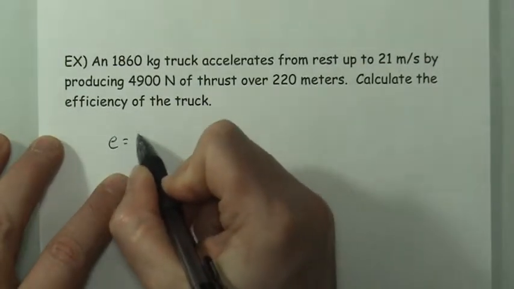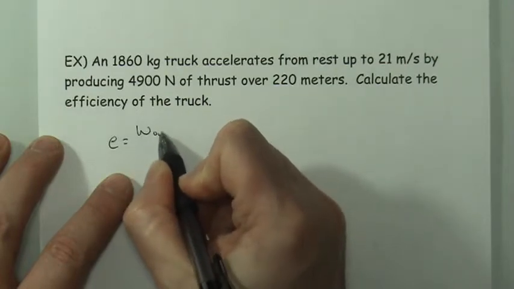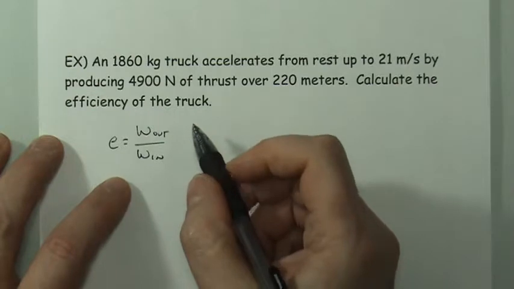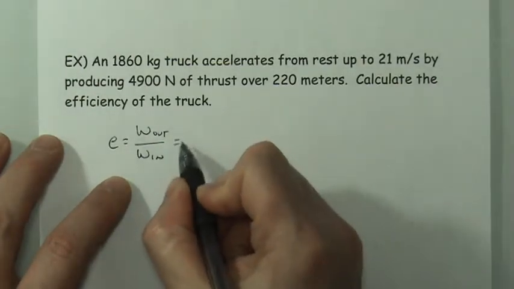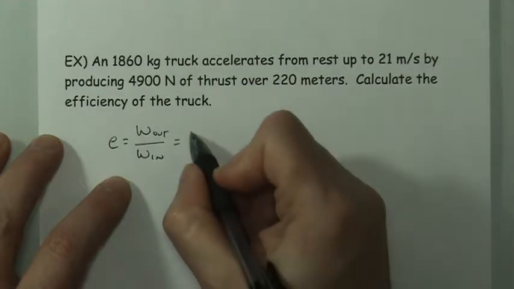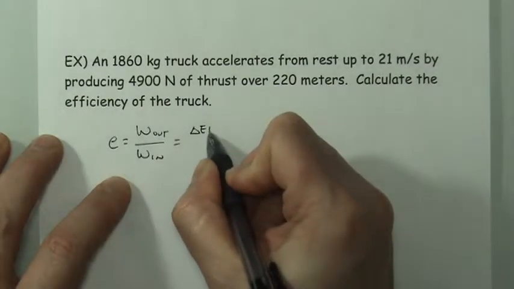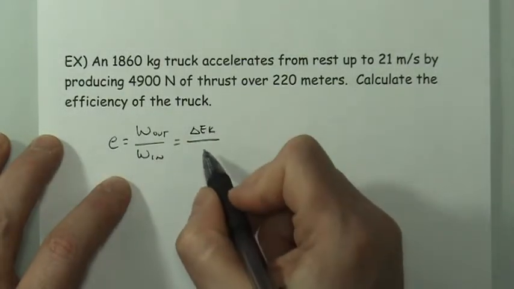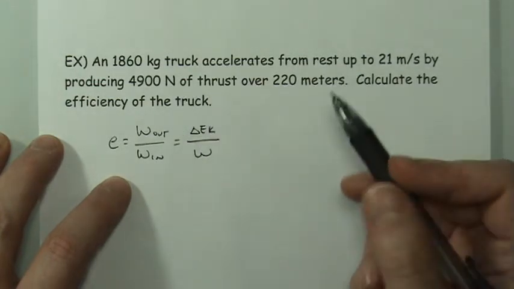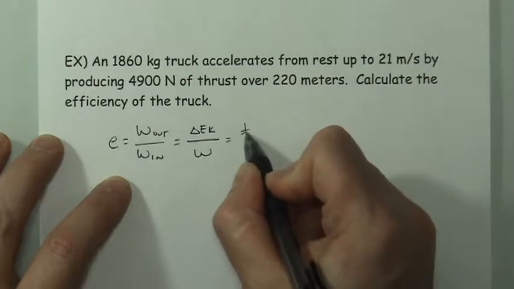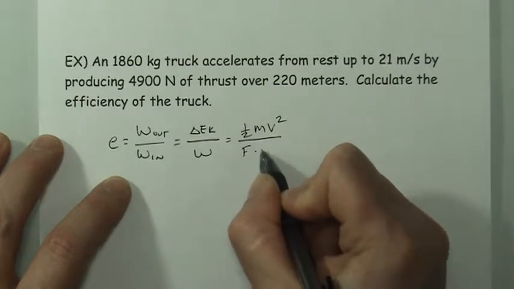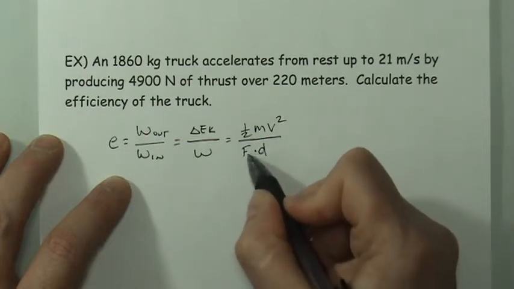So in this case, we're going to do this in terms of the work output over the work input. And you can see for this particular example that the work that came out is in terms of kinetic energy, or some change in kinetic energy. And the work that was input was just simply work. So it was just force times displacement. So in this case, 1/2 mv squared divided by F times d.